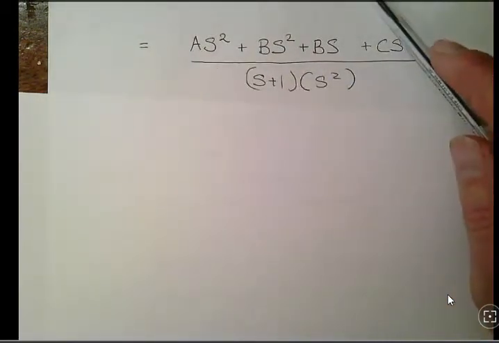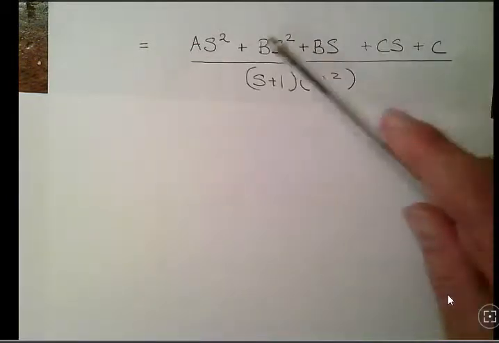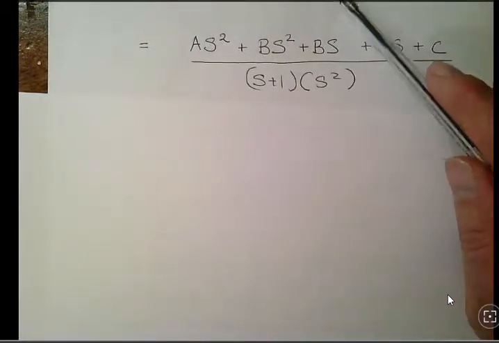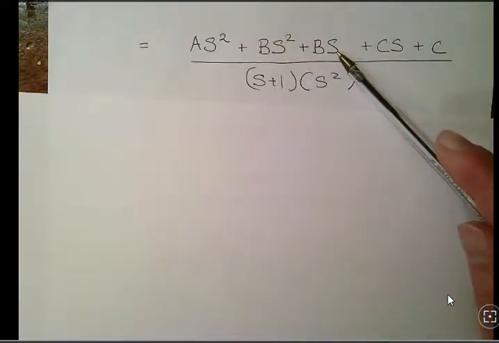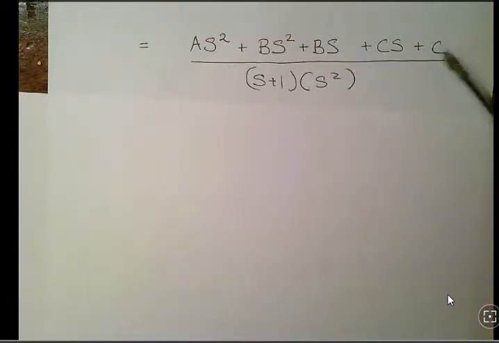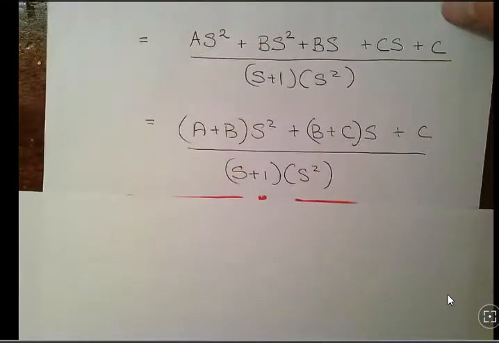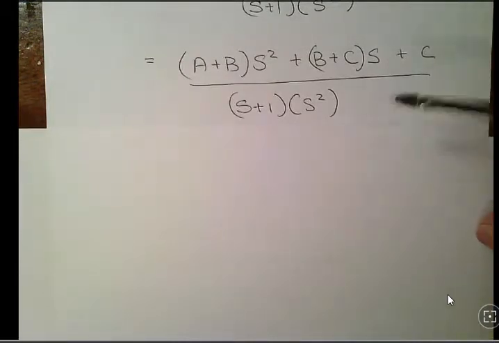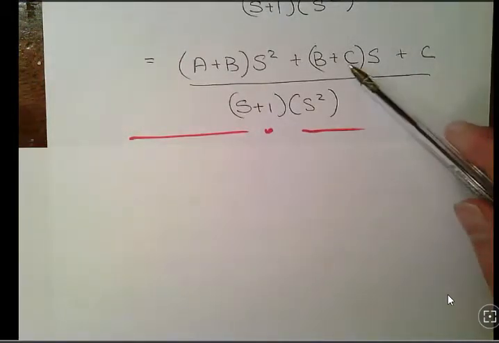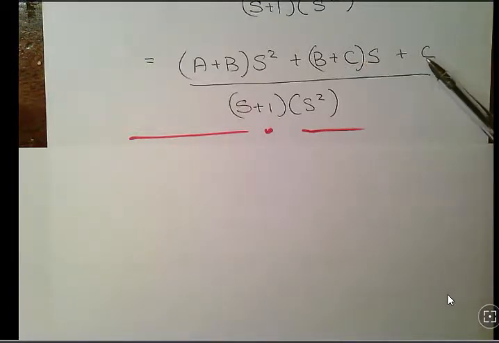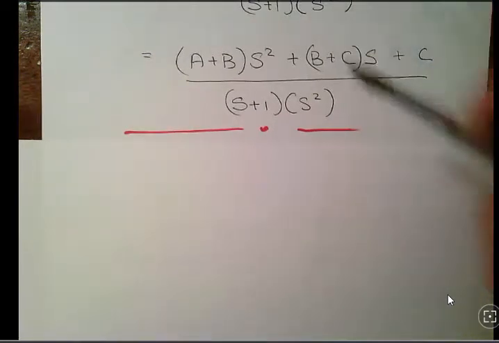So we cross multiply: a times s squared, plus bs plus c times s plus 1. So we have bs squared plus bs plus cs plus c, over s plus 1 times s squared. Essentially we just have to round up all of the terms: a plus b times s squared, plus b plus c times s, plus c. It's a bit of a tongue twister, but if you follow what's going on, it should work.